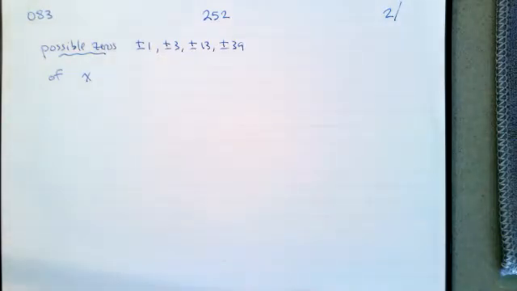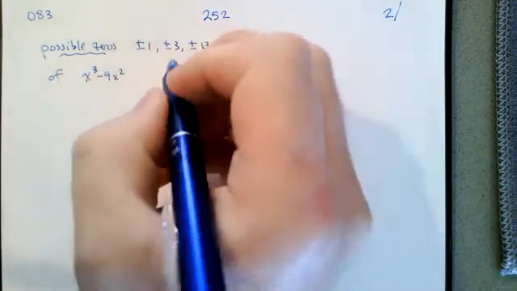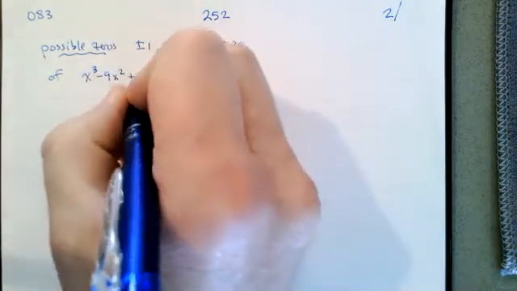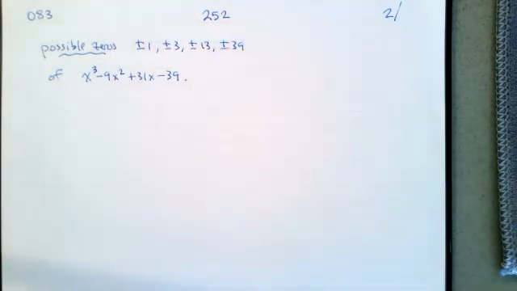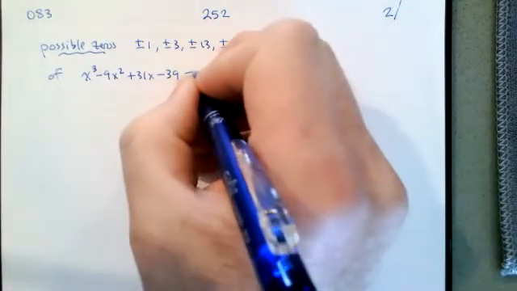This is of the polynomial x cubed minus 9x squared plus 31x minus 39. So we've got to figure out if any of these 8 numbers are a zero of the polynomial. We can do that either by plugging them in to see if they're equal to 0. Let's call this q of x.